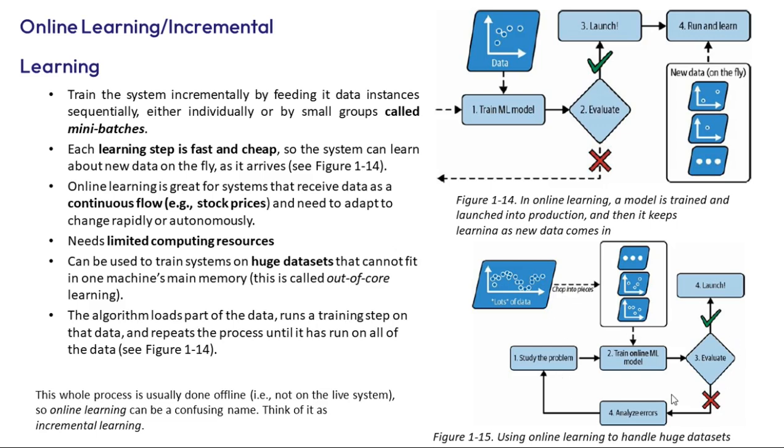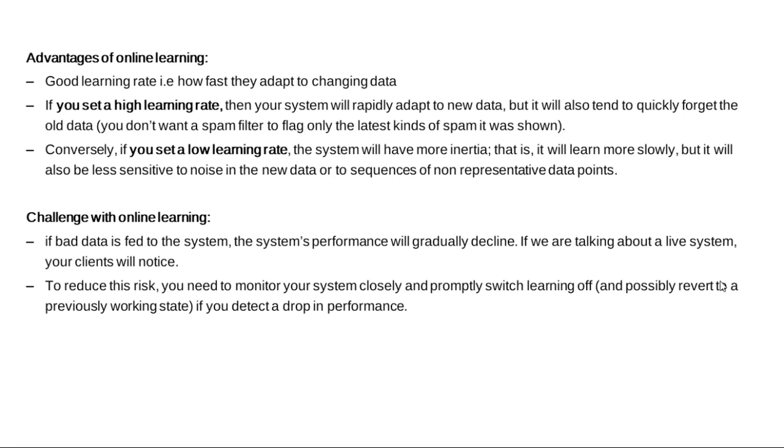See, this second diagram shows how online or incremental learning handles huge data sets. You have a huge data set, lots of data, and you chop it into pieces and then give it for training. You train, you evaluate any errors, study the problem, train again, evaluate again, until you are fine with the evaluation, in the sense we check the performance. Until we are satisfied with the performance, we keep evaluating, analyzing the errors, and training the model. Once you are fine with the evaluation, then you launch the product. So that is incremental learning.